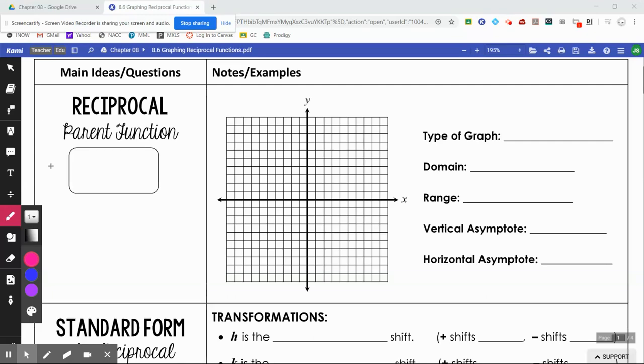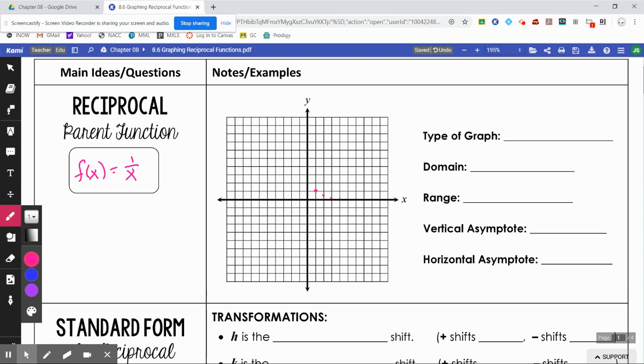Okay, in this video, we're going to be looking at the graphs of reciprocal functions. Our parent function for this reciprocal function is 1 over x. If we were to look at that as a graph, and again, plug in some points. If I plug in 1, I get 1 because 1 divided by 1. If I plug in 2, I get 1 over 2 or a half. Plug in 3, I get a third. Plug in 4, I get a fourth.